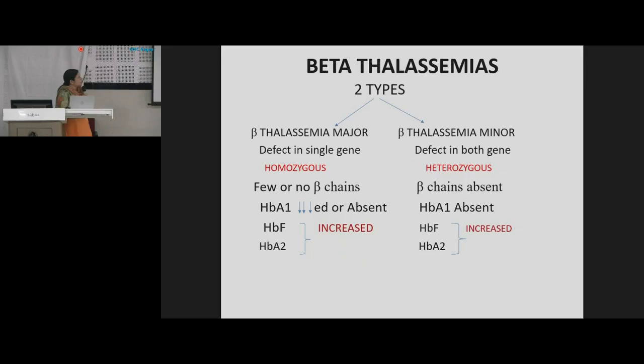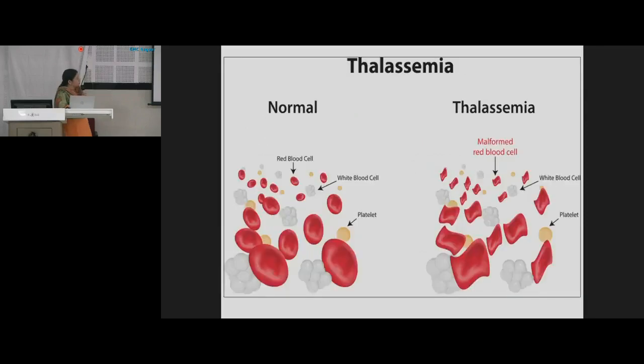While in thalassemia minor, there will be a defect in a single gene, it is heterozygous, few or no beta chains will be there, adult hemoglobin will either be decreased or absent, and fetal hemoglobin will be increased. Now you can see these are normal RBCs and these are malformed RBCs.